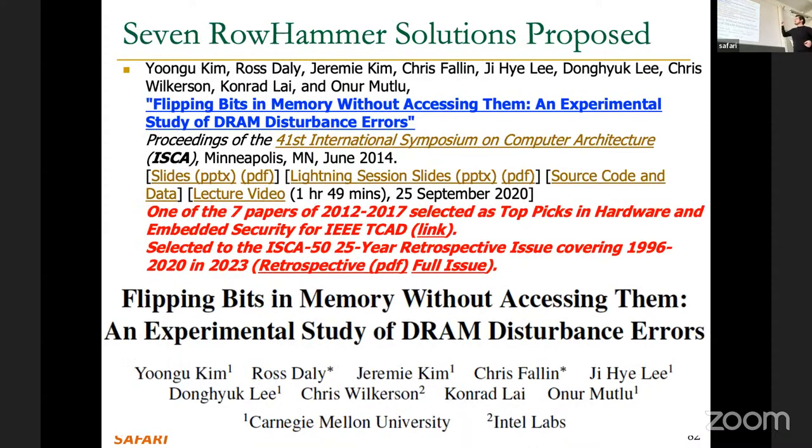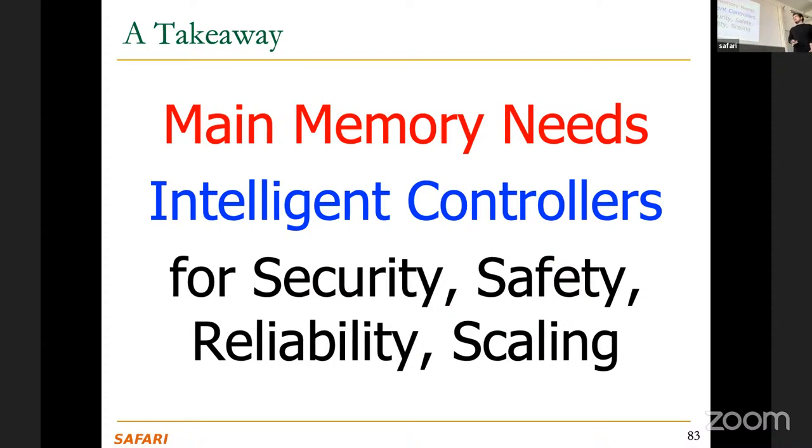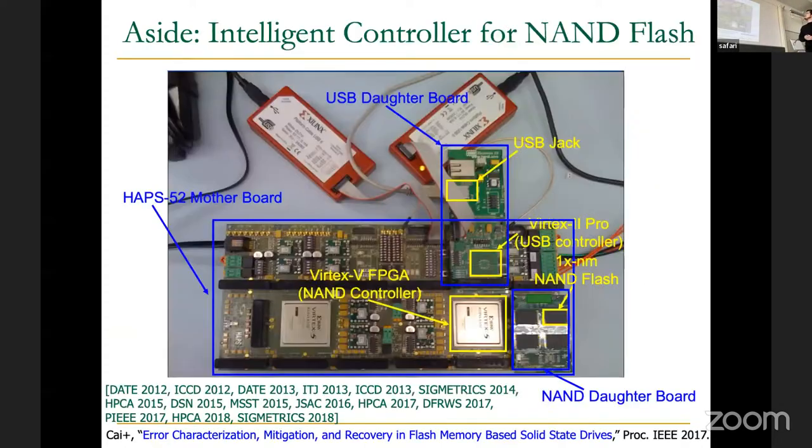So yeah, this paper proposed 7 RowHammer solutions, and it showed that RowHammer was a widespread phenomenon in DRAM chips back then. The takeaway from that study arguably is main memory needs intelligent controllers for security, safety, reliability, and I guess better scaling. And dependability, I would add.